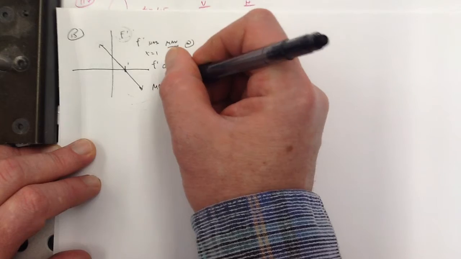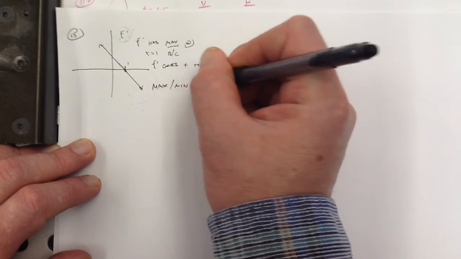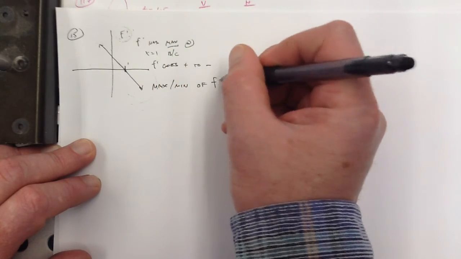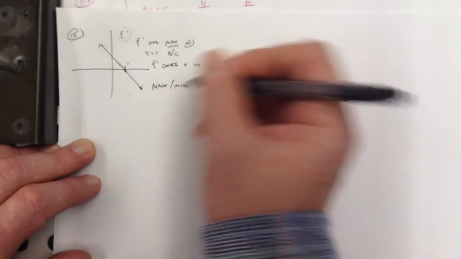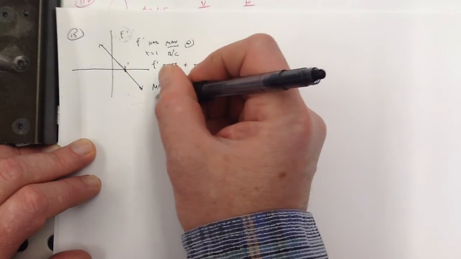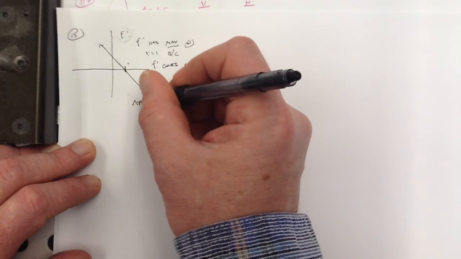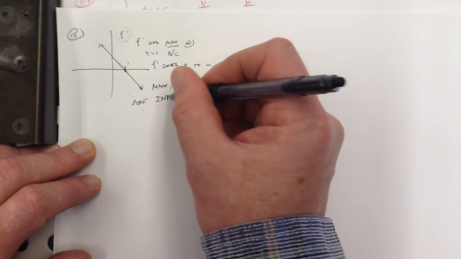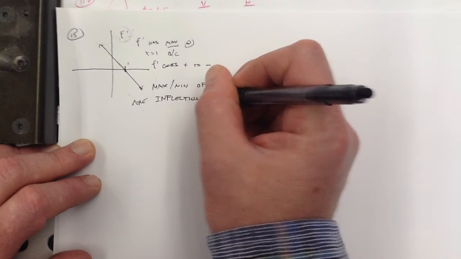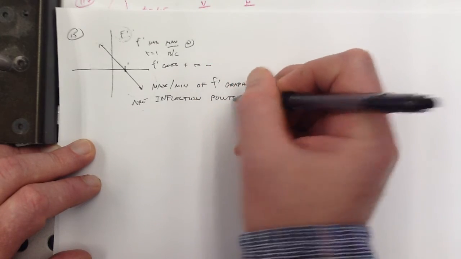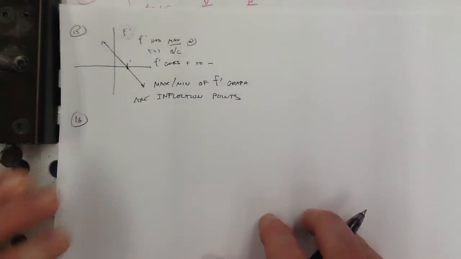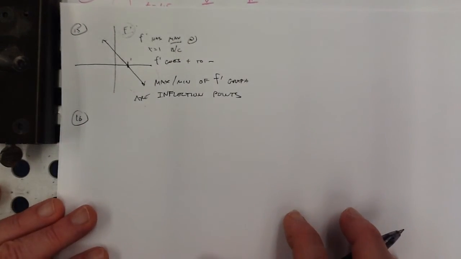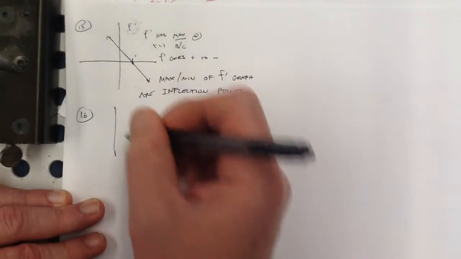So max, min of the f prime graph, those are inflection points. All right.